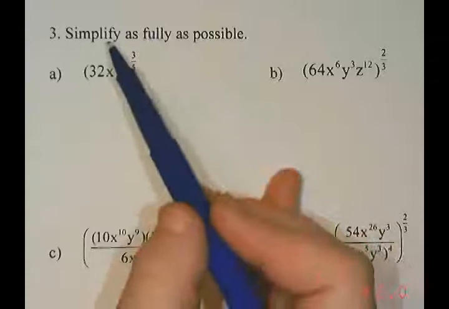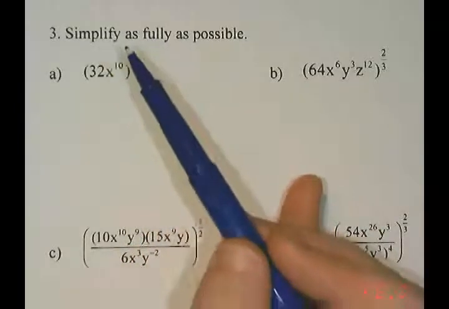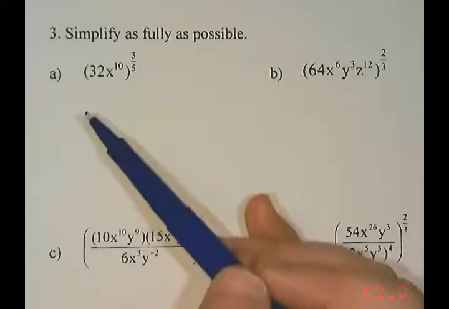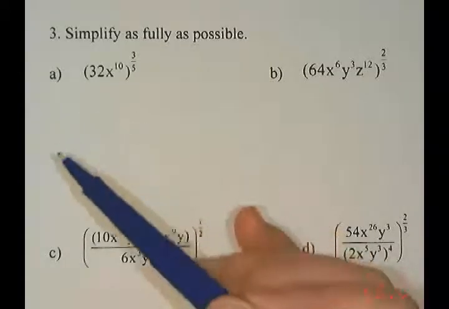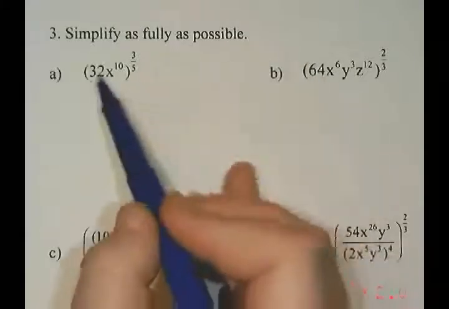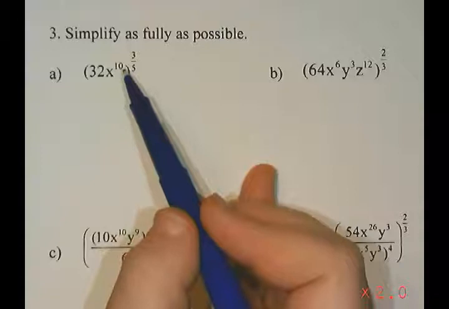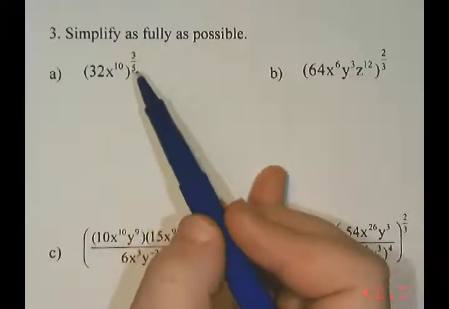When it says simplify, that means you're not going to get a single numerical answer. You're going to have something with variables, but you want to try to get it down to a single x, a single y, a single z, so that you don't have multiple terms left. So our first one, we have 32x to the power of 10, all to the power of 3 over 5.